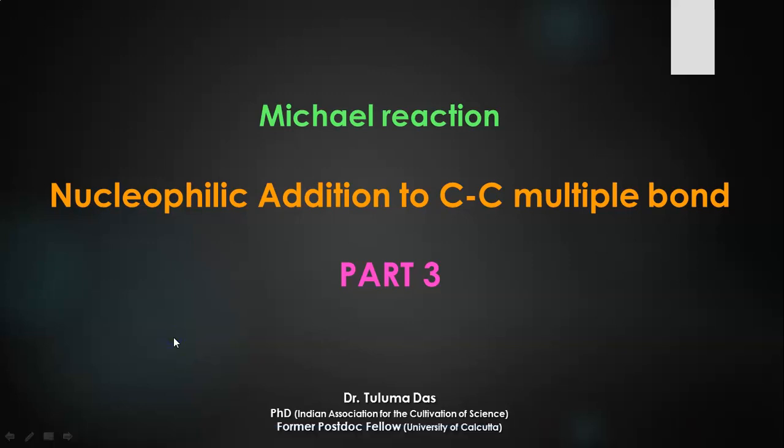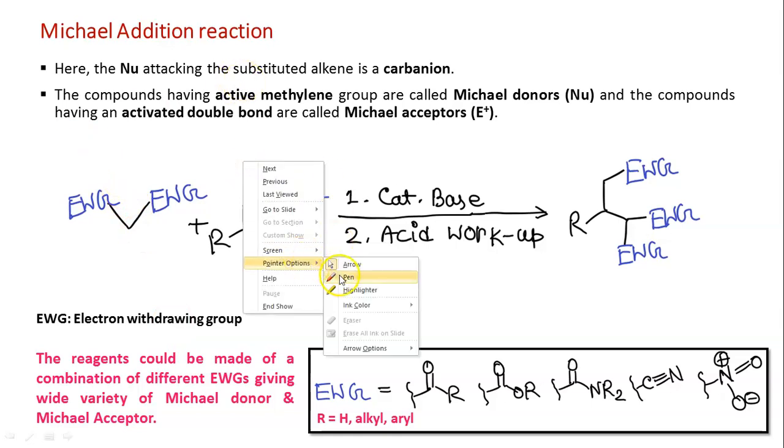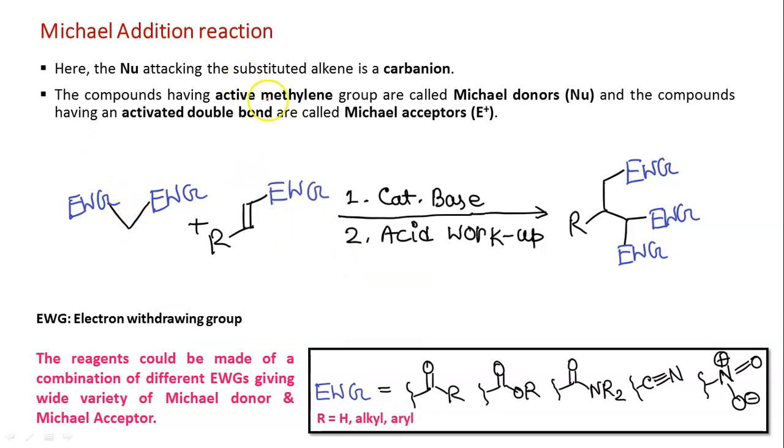Hello everyone. In the last video, that is part 2, we have seen one example of Michael reaction and today we will discuss it in detail. So what is Michael addition reaction? Here the nucleophile that will attack the alkene is actually a carbanion. Carbanion means carbon carrying negative charge. And the compounds having active methylene group will be called as Michael donor. So that is actually the nucleophile.